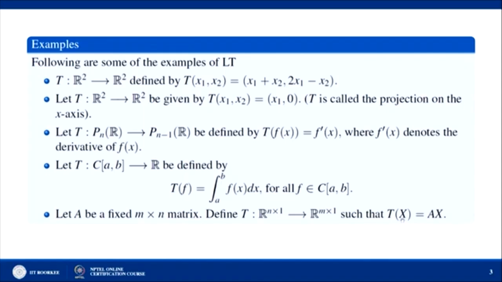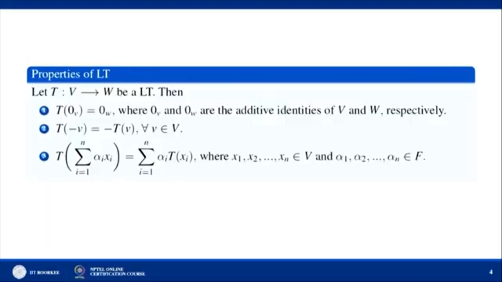If you take any x and y in R^n cross 1 and take Cx plus y, it is easy to show that it is nothing but alpha times Tx plus Ty. So, it will be a linear map. Now, let us see some basic properties of linear transformation.